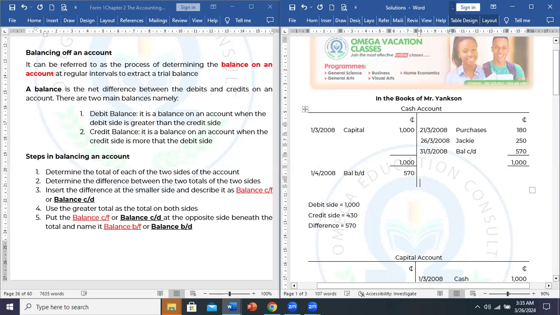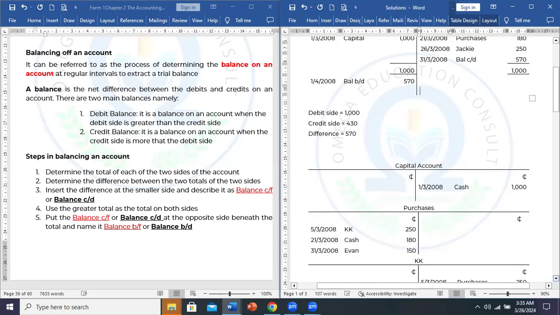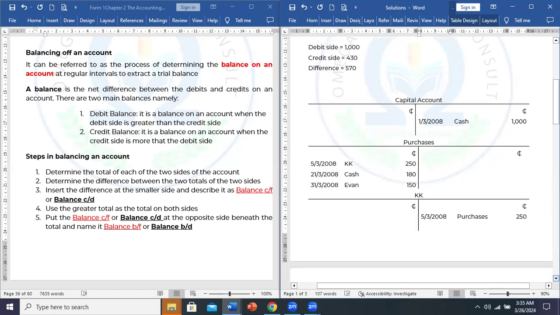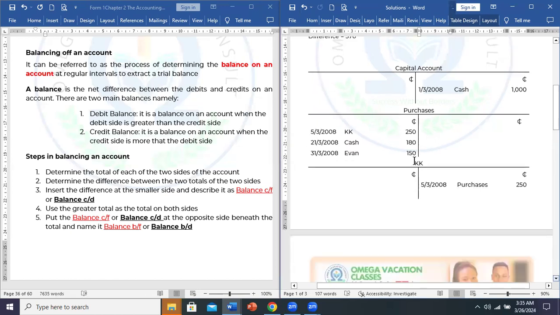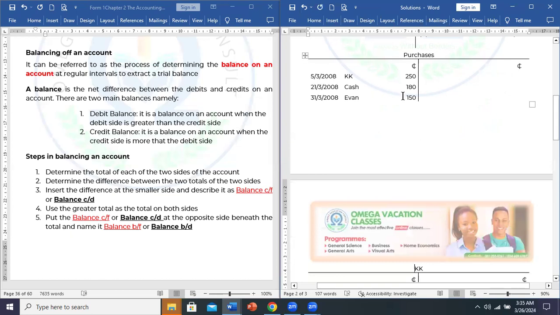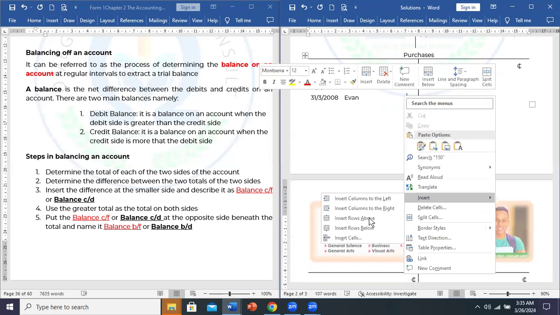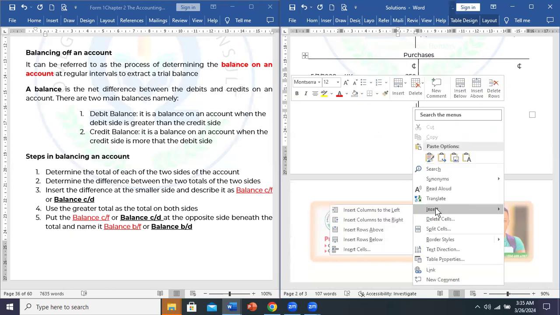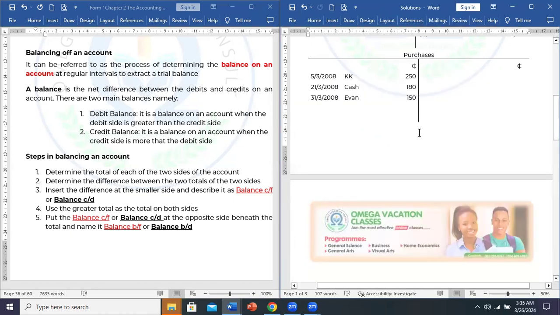Let me do the next one, which is the capital account. But before I come to the capital account, let's see one which has lots of entries in there before I come to this account with just single entries, right? So let's do the purchases account. My first question to you before we even balance it is, what type of balance would this purchases account have? Would it have a debit or credit?